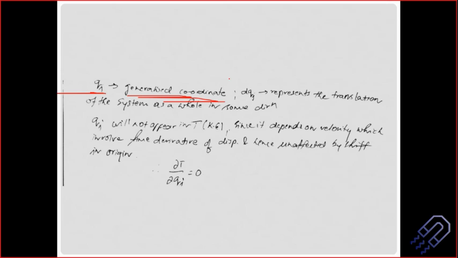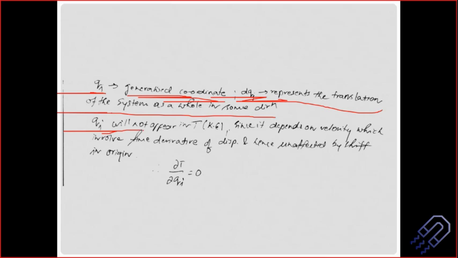So Qj is your generalized coordinate, and dQj will actually represent the translation of the system as a whole in some direction. So you know, whenever you put a d before, let's say, any variable x, y, t, we say in general that there is a small change. Okay, so this dQj will actually represent the translation of the system as a whole in some direction. So you have Qj as one of the generalized coordinates, and dQj will actually represent the entire system's translation.